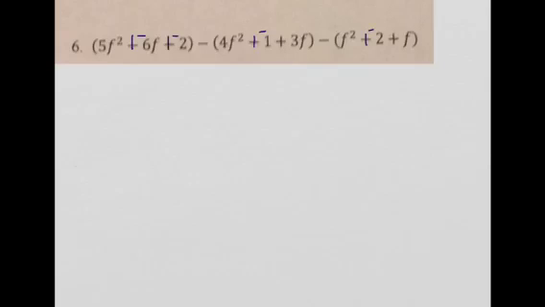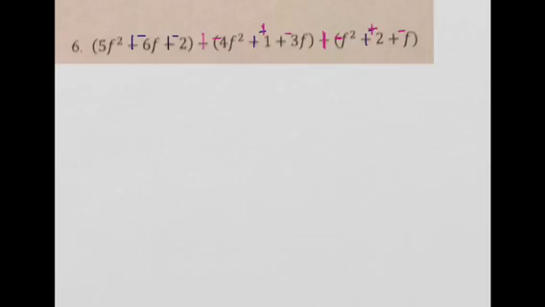So nothing in the first set of parentheses changes. But because this is a subtraction sign, we're going to add a line, and now we need to change the sign inside. So that's going to become a negative. The 1 is going to become a positive. The 3f is going to become a negative. We're going to do the same thing, add a line, change the sign. The f squared is going to be negative f squared. The negative 2 is going to be positive 2. And the positive f is going to be negative f.